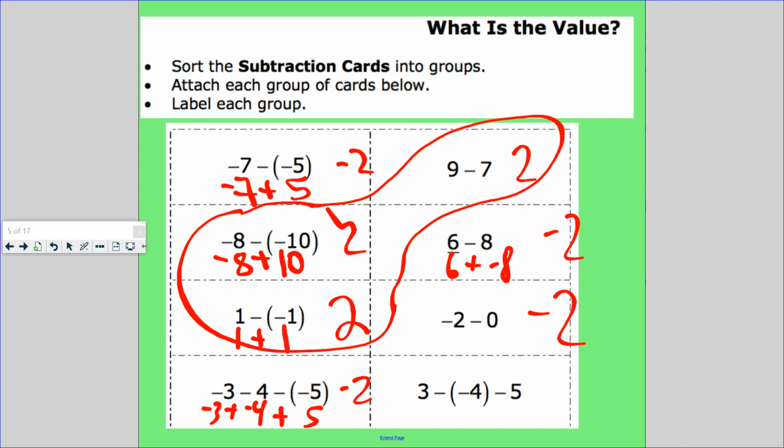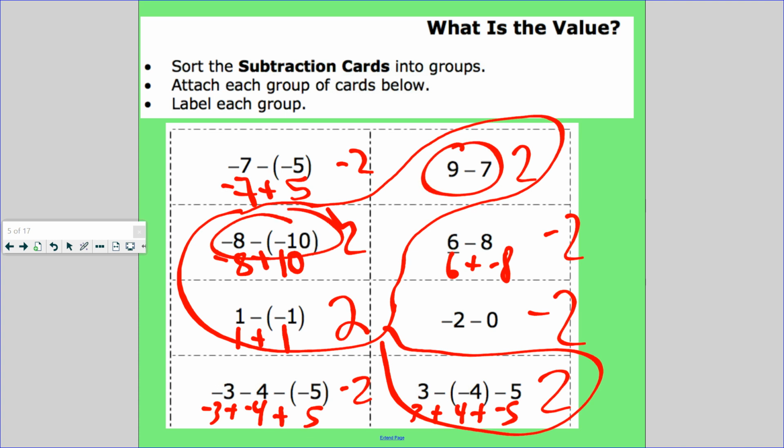For this last one, keep the 3, turn subtraction to adding. What's the opposite of -4? 4. Turn the subtraction to adding. What's the opposite of 5? -5. 3 plus 4 is 7. 7, combine it with -5, more positive, 2. So this one, this one, this one, and this one are all equivalent to 2, while the others are -2.